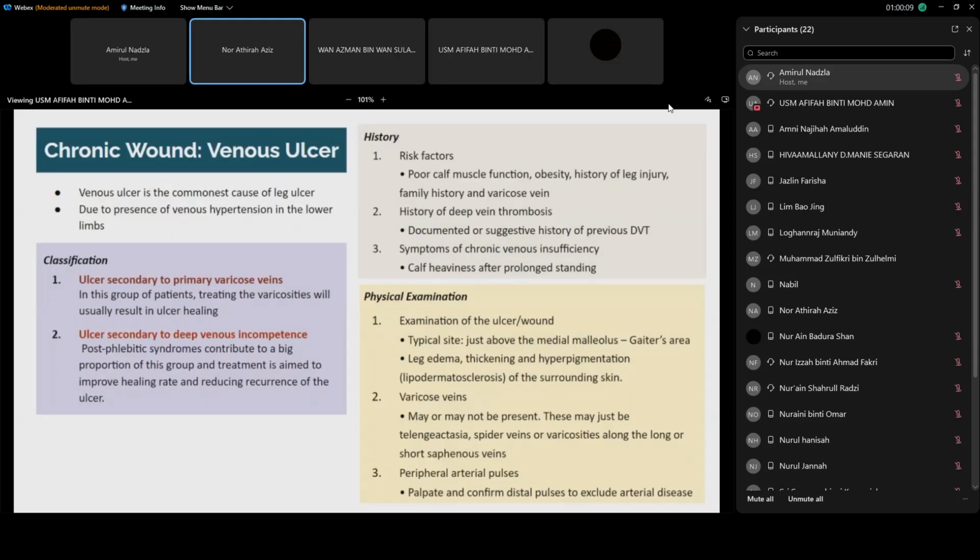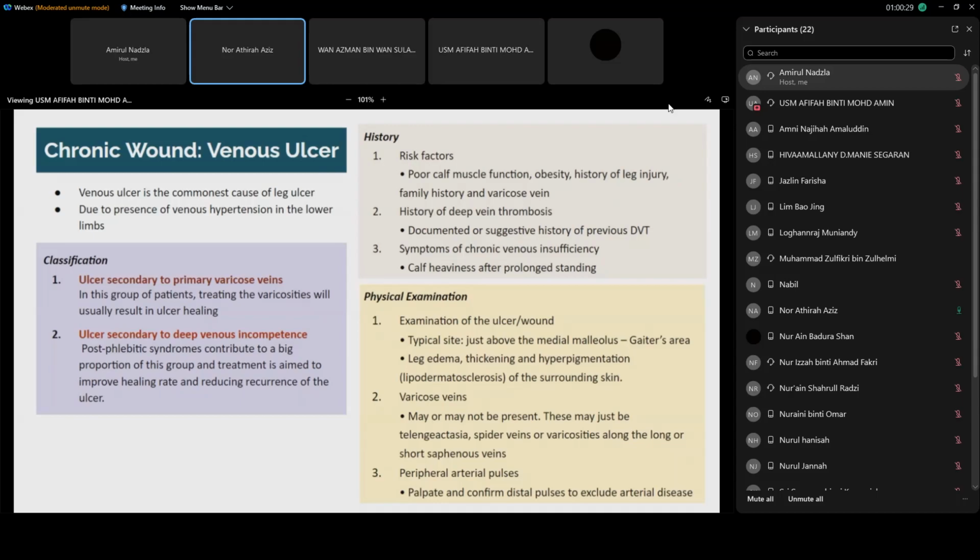Next. Okay, next is venous ulcer. So venous ulcer is the commonest cause of the leg ulcer. It's due to the presence of venous hypertension in the lower limb. So there are two: ulcer secondary to primary varicose vein, and secondly, ulcer secondary to deep venous incompetence.